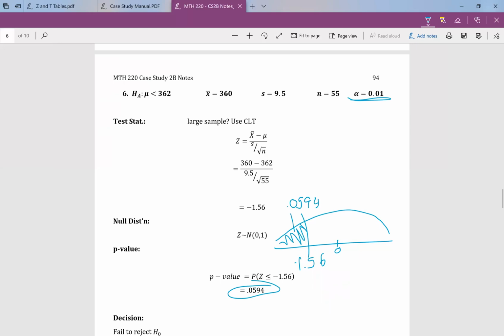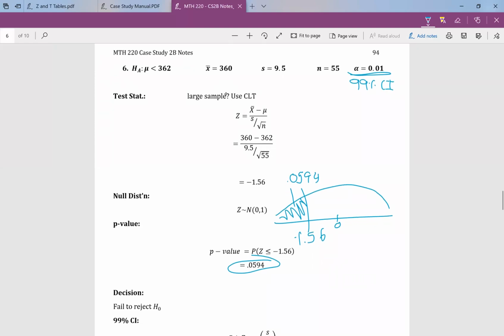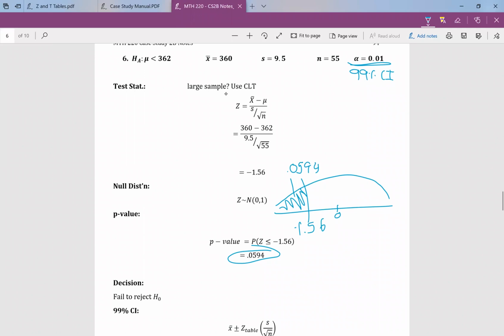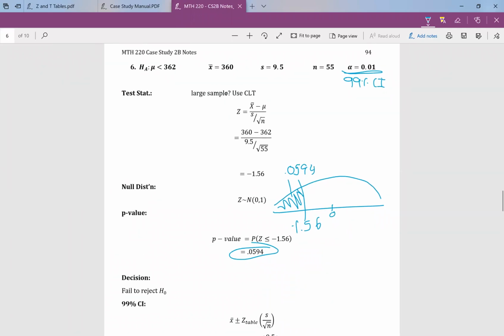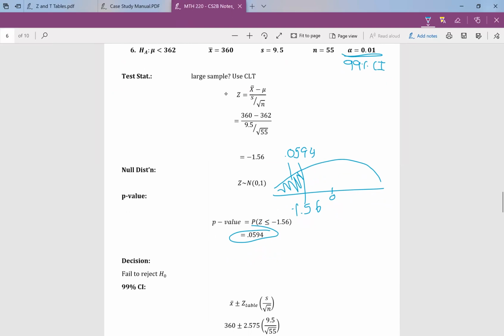Okay, since alpha is 0.01, that means we want a 99% confidence interval. We start with the formula. Always write the formula for me. Okay, and then we plug in all the numbers given from the problem. X bar is 360, S is 9.5, and the sample size is 55. The value from our Z table is going to be 2.575.